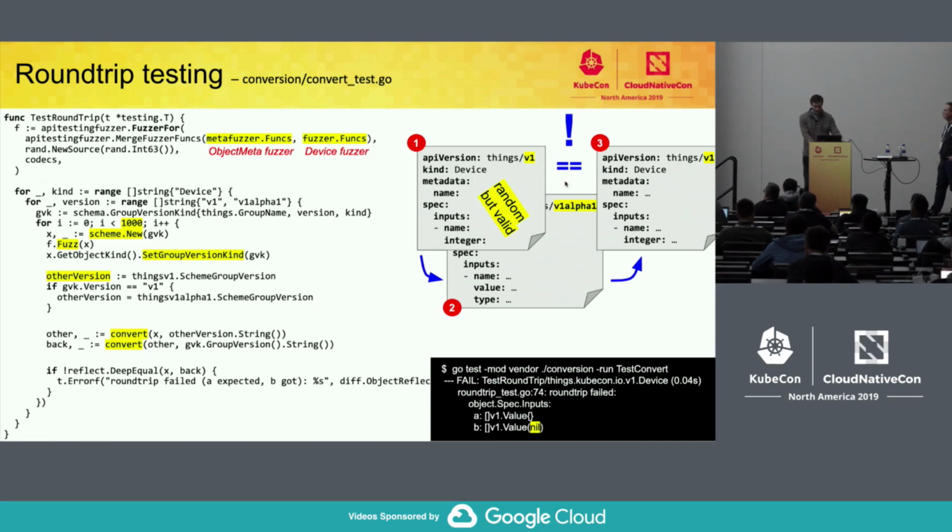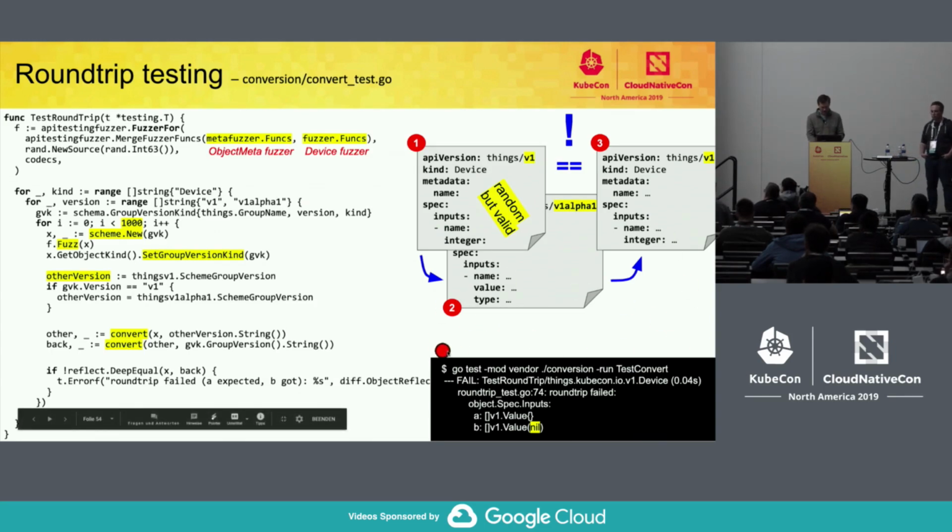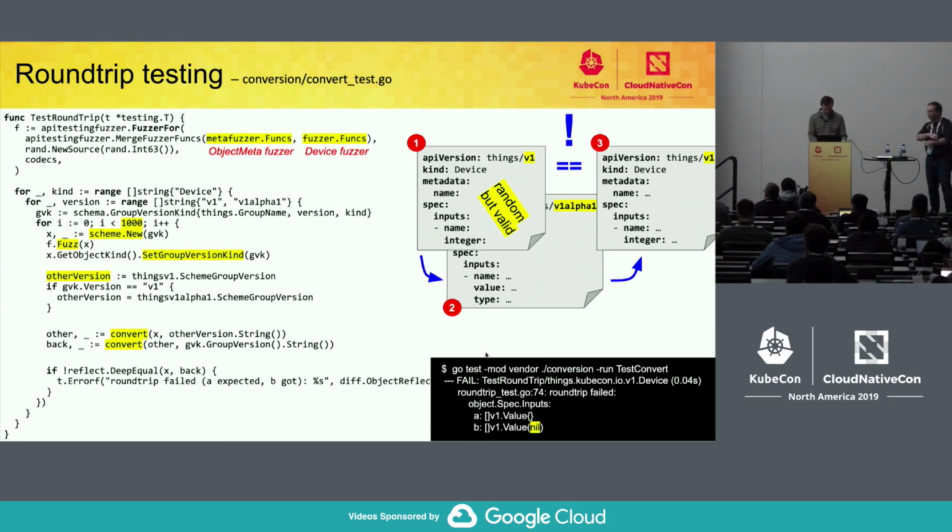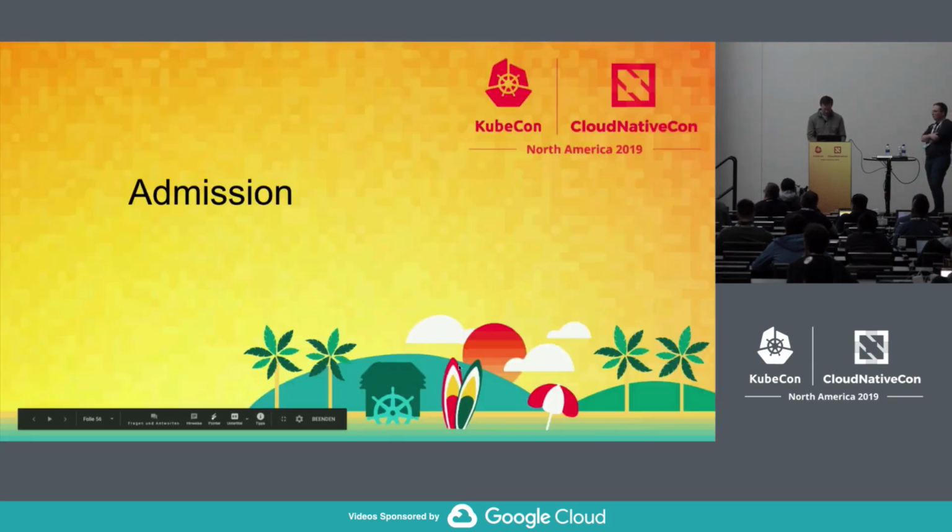And we can actually run this. You can run this right there on your command line. You'll see down here we have a go test command that will run our round trip testing. And if you run it, and I'll go ahead and just do that, we're going to see that we have a problem.